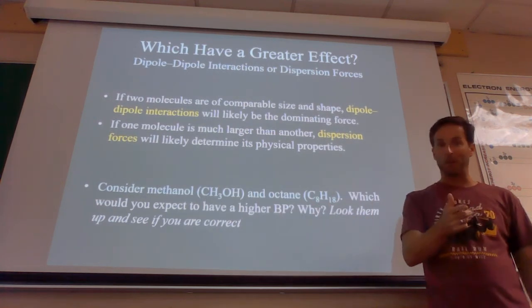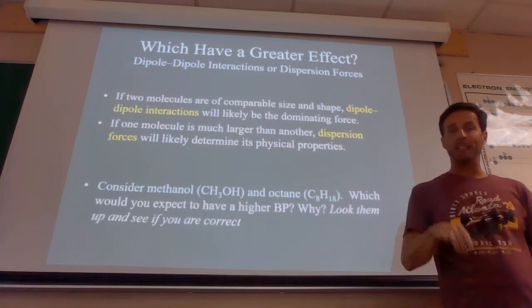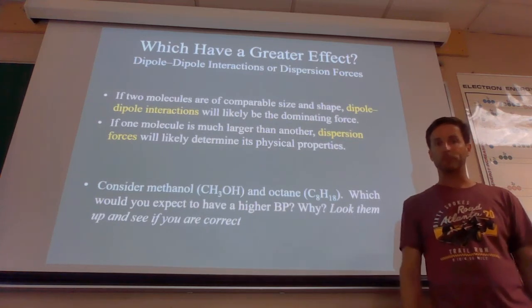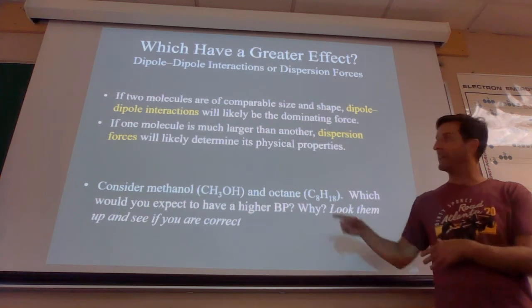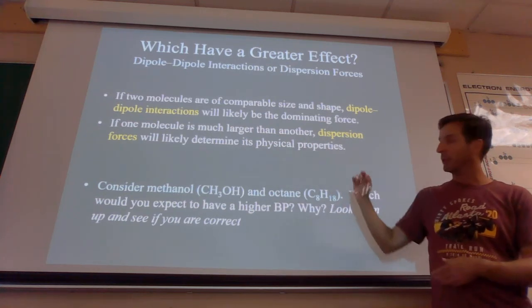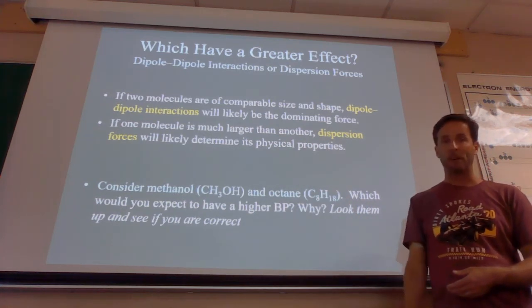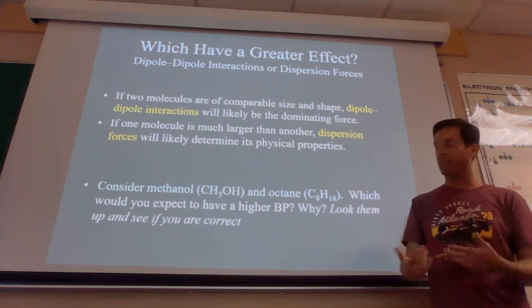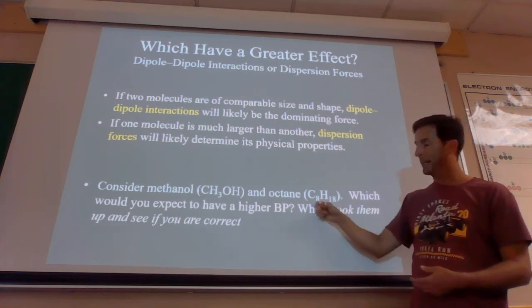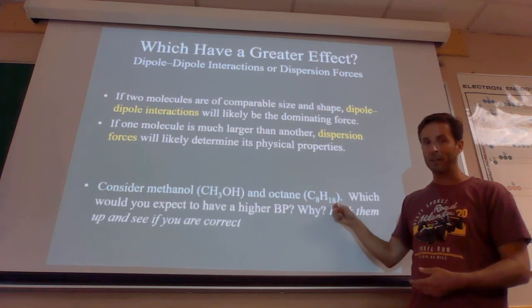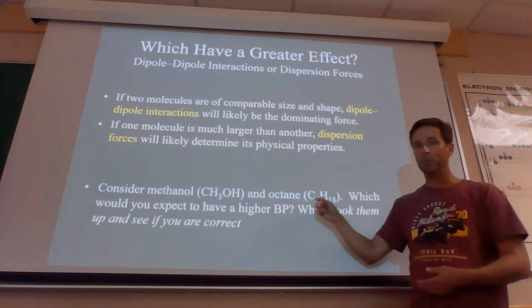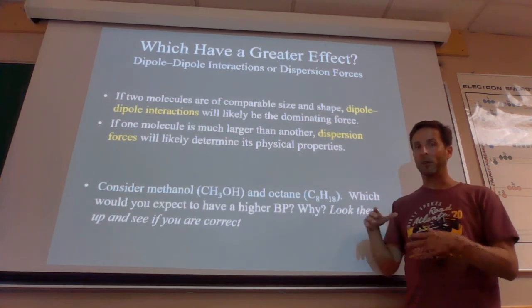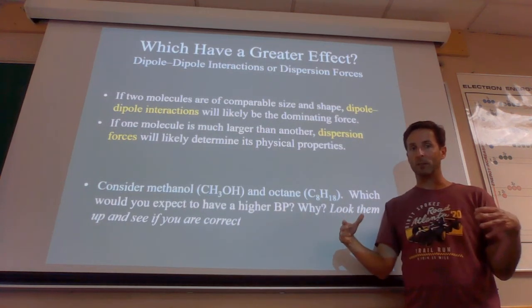But if you look them up, which is what it asks you to do, you'll actually find that the opposite is true. So, this has been a test question before. Could you explain, based on what I said up here, why that is? If you think about it, octane, if we look at the molecular weight, is a much bigger molecule. The molecular weight of octane is a lot higher than that of methanol. And if the molecule gets bigger, then all of a sudden the London forces can get a lot stronger.